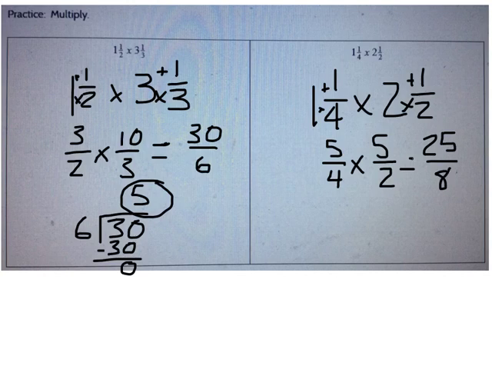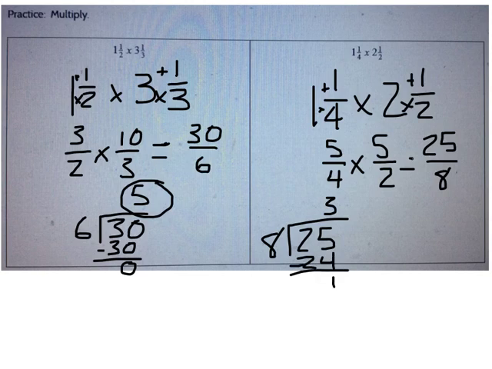Now I need to divide to write that as a mixed number. How do I write 25/8 as a mixed number? Well, when I divide 25 by 8, 8 goes into 25 3 times. 3 times 8 is 24, so I have 1 left over. The answer is 3 1/8.